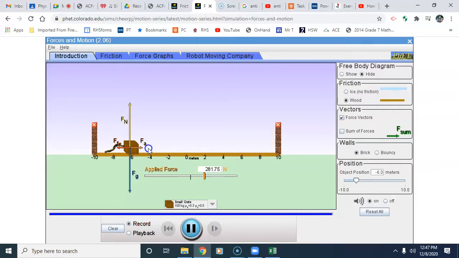You can see pointing to the left, there is a red friction arrow opposite of my applied force, which if you look below, the applied force is about 281.75 newtons. Okay? So right now we would call this static friction because it's not sliding. But if I push harder and harder and harder, static friction grows and grows and grows.